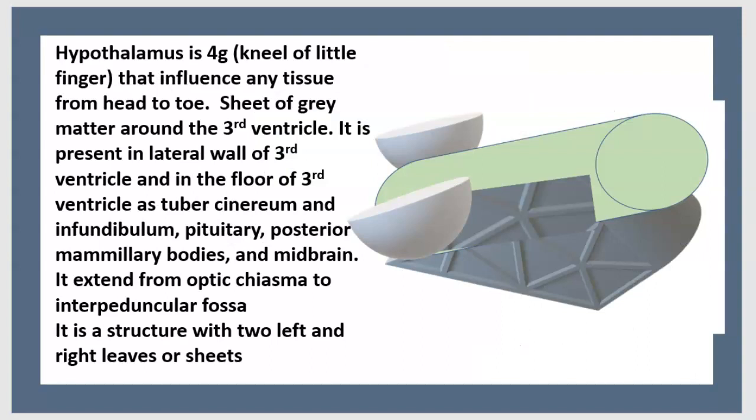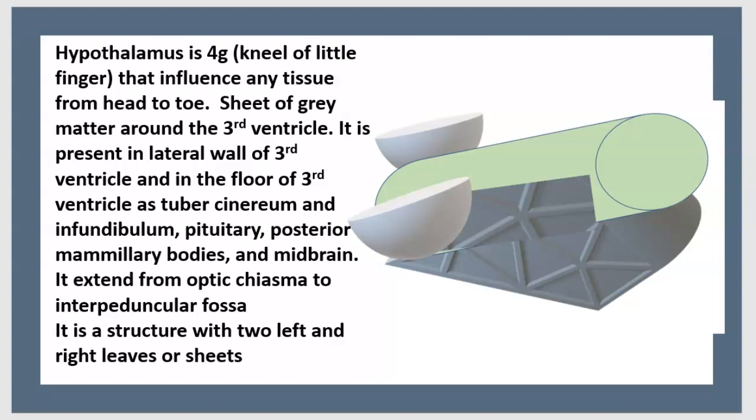Hypothalamus, 4 grams, influences any tissue from head to toe. It is a sheet of gray matter around the third ventricle, present in the lateral wall of the third ventricle and in the floor of the third ventricle, as tuber cinereum and infundibulum of the pituitary, posterior to the mammillary body and midbrain. It extends from the optic chiasma to the interpeduncular fossa.